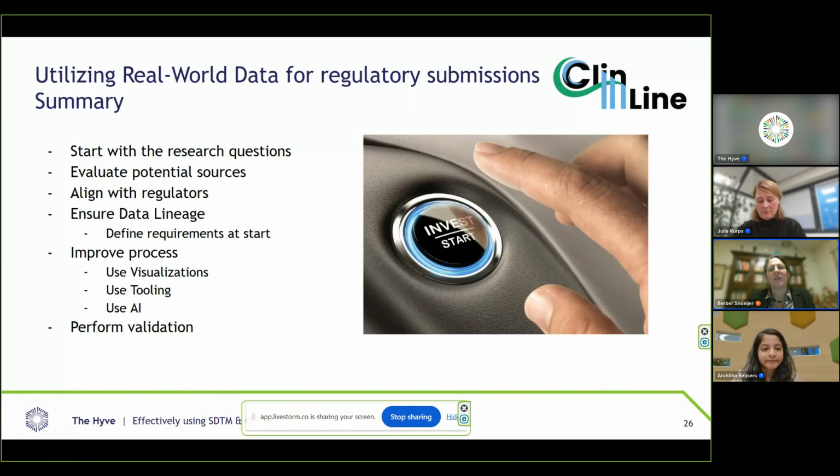Realizing all those needs for lineage, and realizing that you need to have this available for the regulatory agencies, you can improve your processes by using visualizations, using tooling, maybe using AI, and then, of course, performing the validation. With that, I'd like to hand over to Julia again.